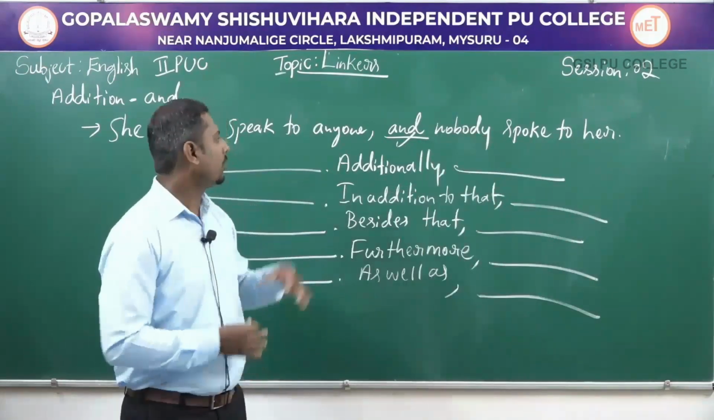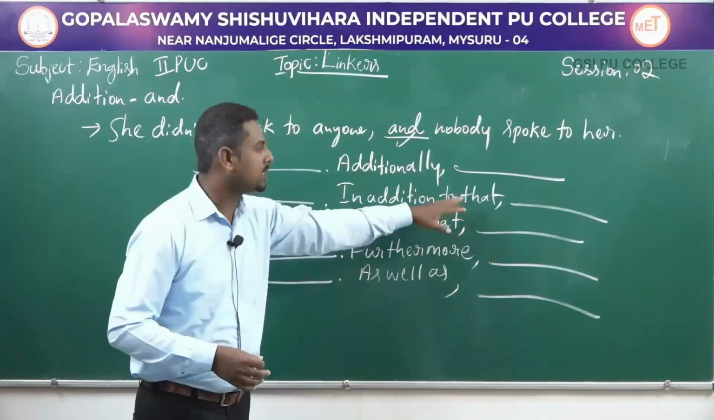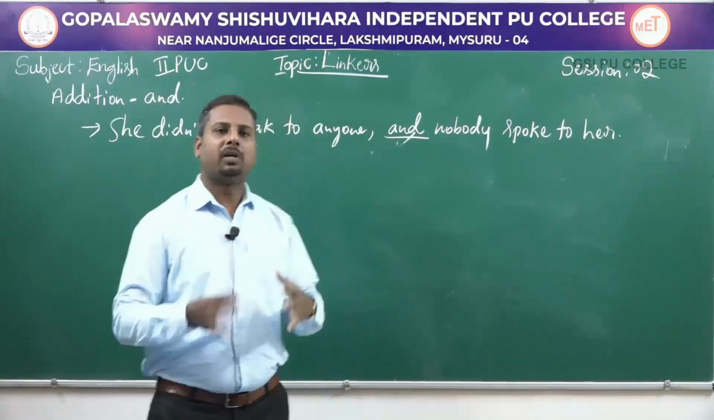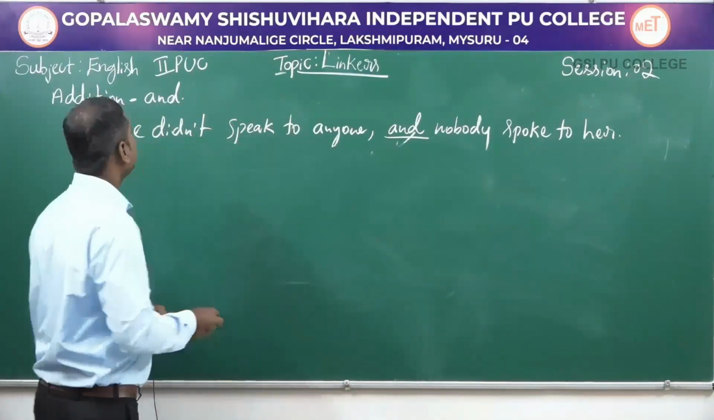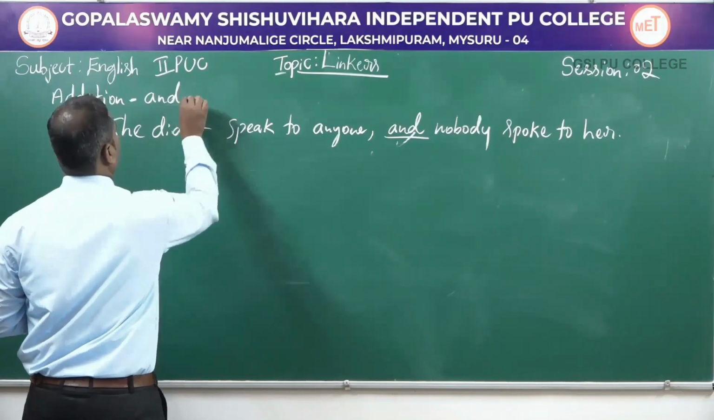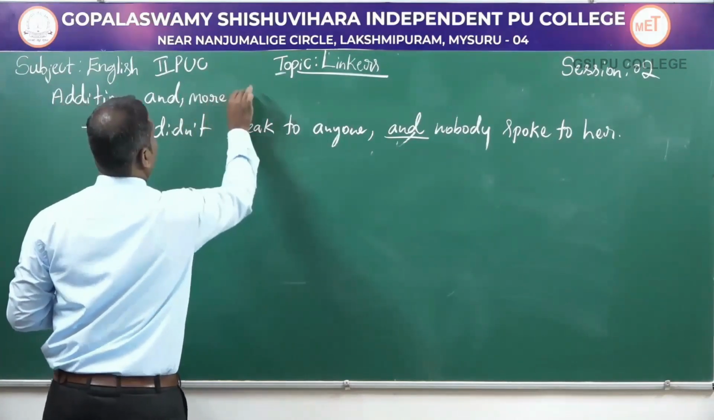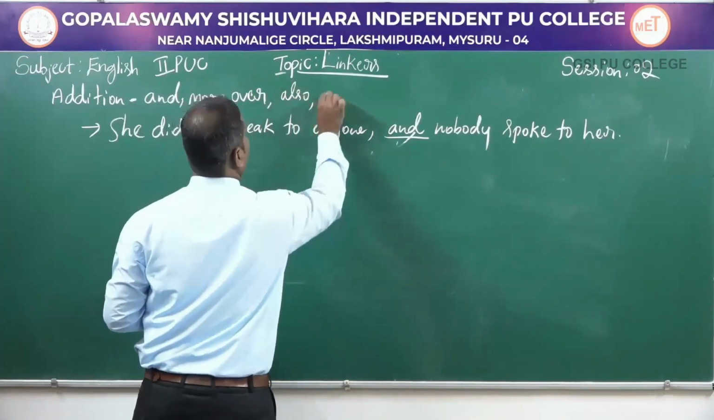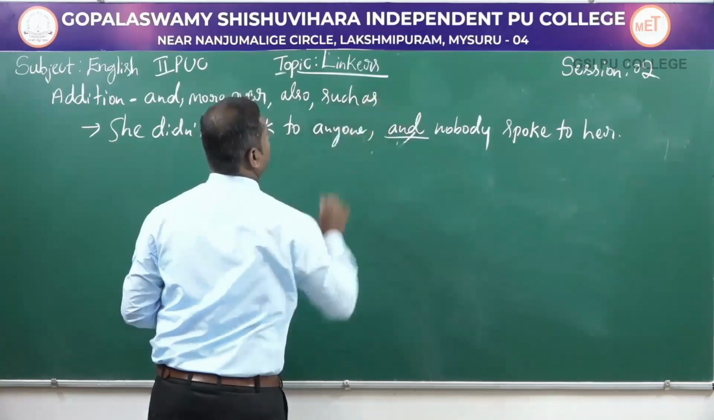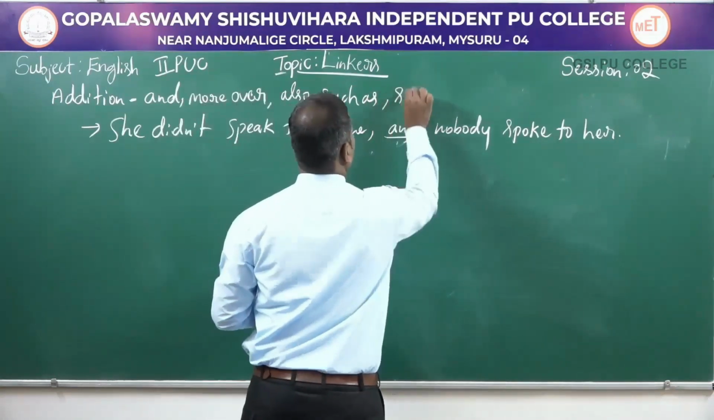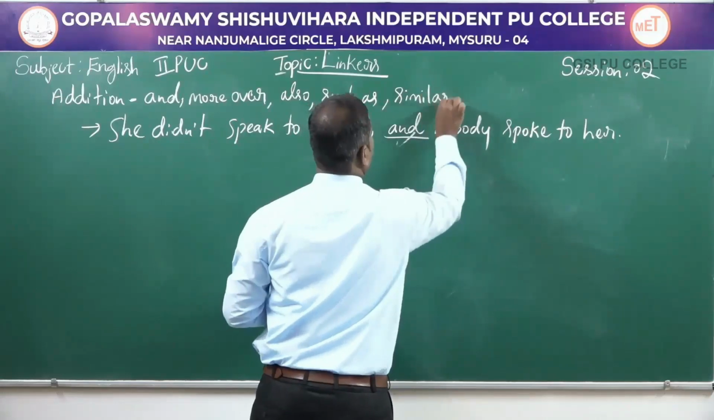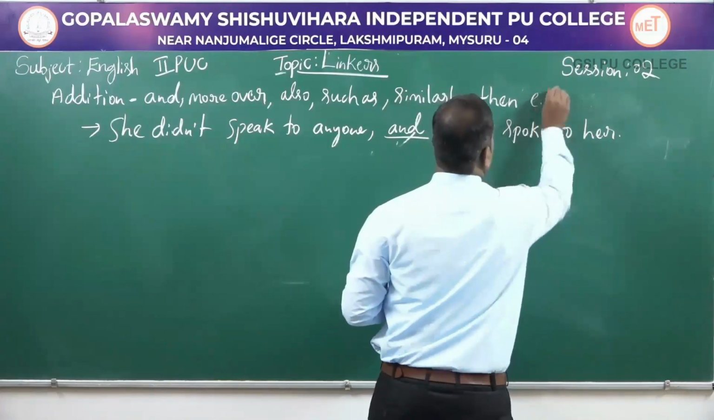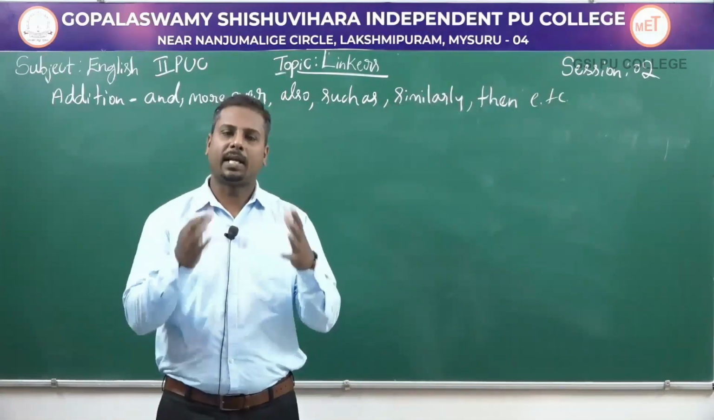Now these words usually go at the beginning of a second sentence followed by a comma like this. Now there are alternatives to the word and, such as moreover, also, such as, similarly, then, etc. Now let us see few sentence examples.